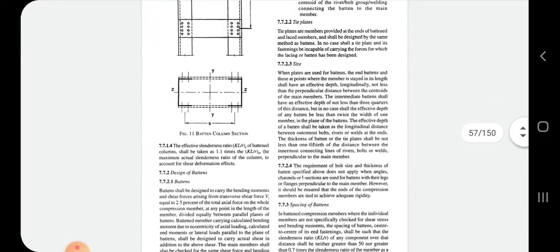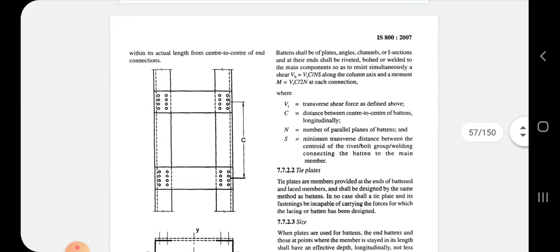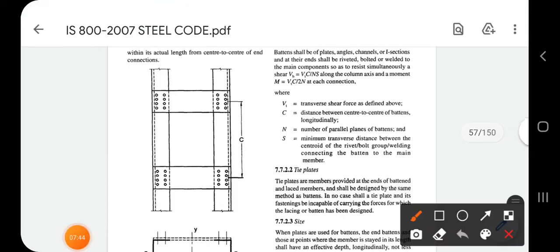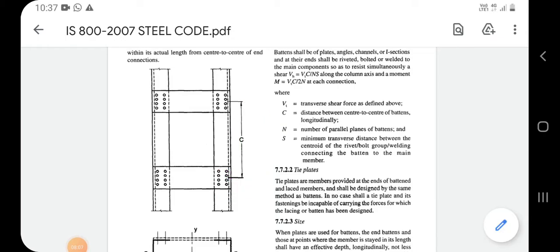Actually, all these are given in sentences, so it is difficult to find them. So you can see the longitudinal shear force V, here it is given as VB. It is equal to VT into C by NS. VT means transverse shear into C by NS, and where C is the spacing of battens and N is the number of parallel planes.